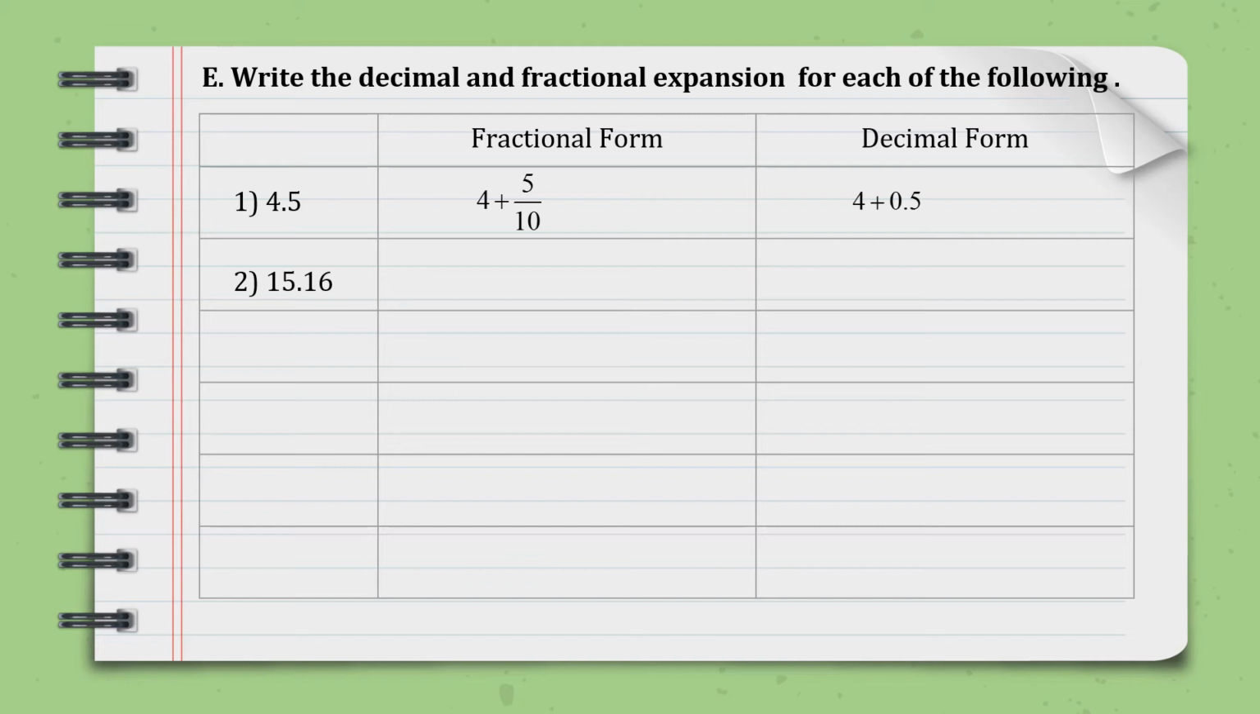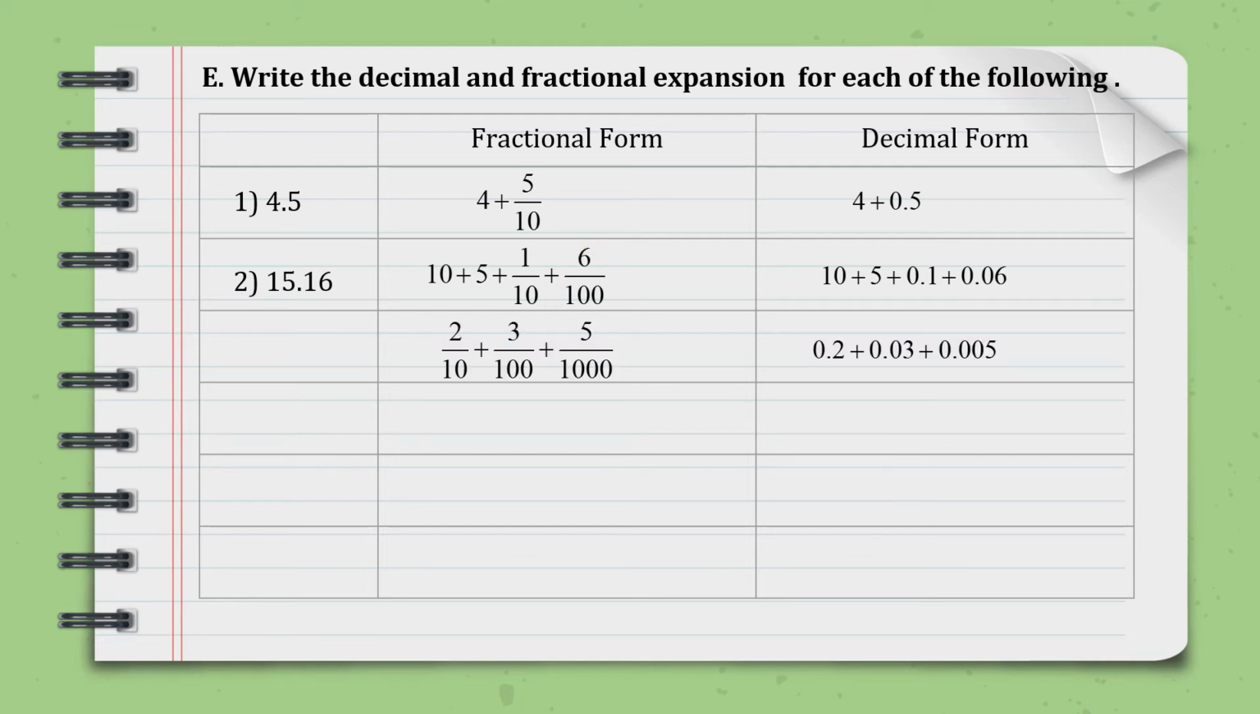Now 15.16, so it will be 15 plus 5 plus 1. This whole part you can write down in the normal expansion mode, as you are writing down the regular numbers. So 1 will be 1 upon 10 and then 6 upon 100. So it is 10 plus 5 plus 0.1 plus 0.06, as 6 is at the hundredths place.